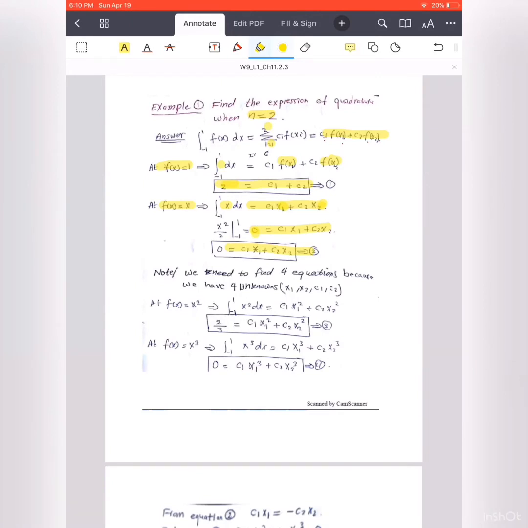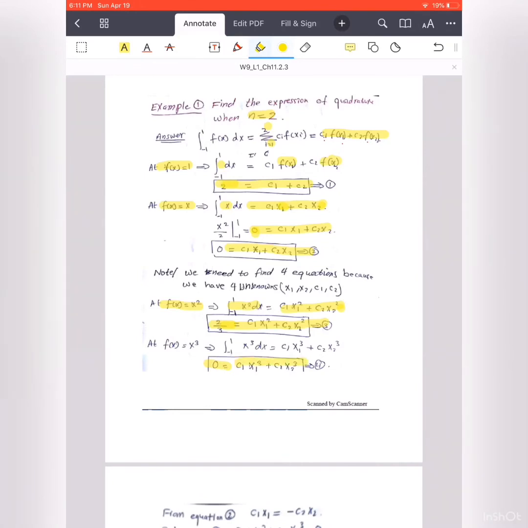So again, the third equation, continue. Go for x squared here. You put f of x equal x squared. This is integration. It should equal here x1 squared, x2 squared. Left hand side, integrate it. You will find this answer. Very simple integration. Right hand side, here it is. Now f of x equal x cubed. This is an odd function. The answer is 0. Right hand side, here it is.